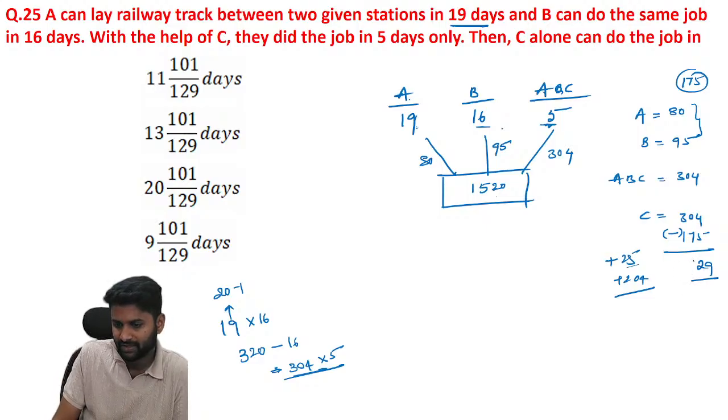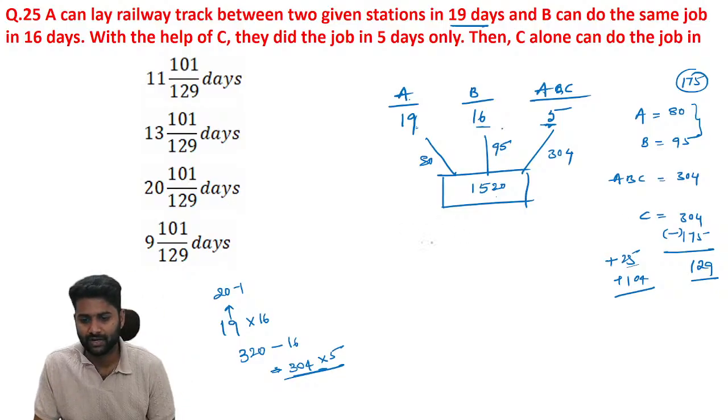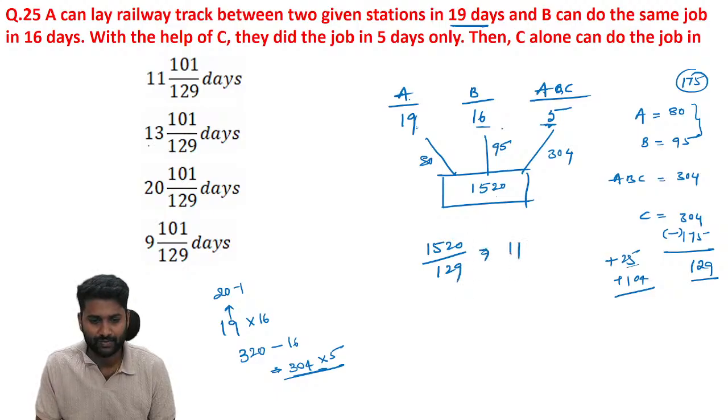Sorry, it's 129 units. Now the question: CLM can do the job. 1520 divided by 129. So 129 multiplied by 11 times is the correct answer.